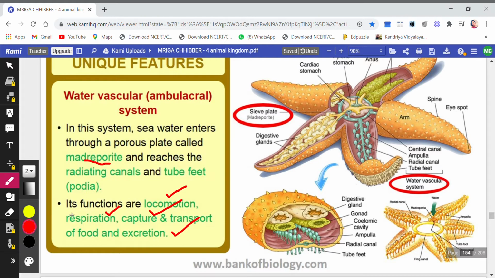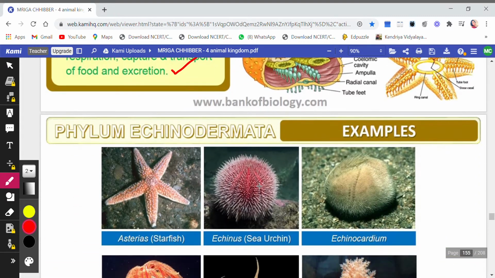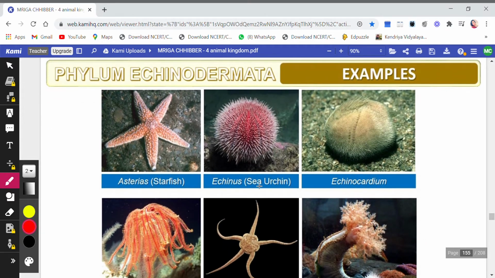Respiration, I told you that when water will enter into the organism, it will bring in oxygen, and the carbon dioxide which is produced by the organism is then given to the water. That is, an exchange is done there. So respiration is also carried out with the help of water vascular system. Capture and transport of food, of course, when the water comes in, it brings in food also, which is being captured and digested. And excretion is also done by water, that is when the water moves out through anus, it takes out the waste products from the organism's body.